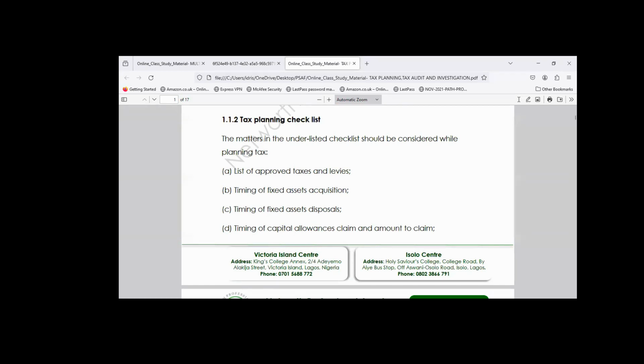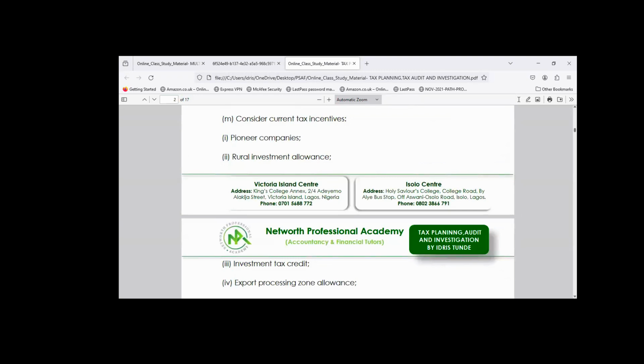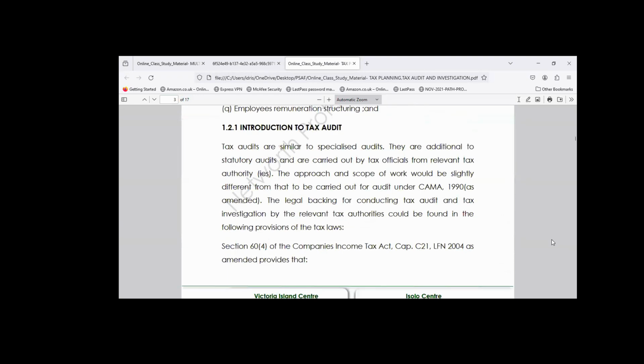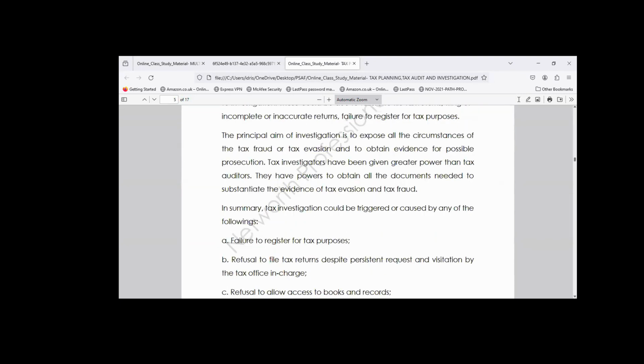It's not that you now write it direct. They will not ask a direct question on tax planning. They will give you a scenario question. It can be a page. They'll tell you this company is facing this problem. But at the end of the day, what they center on is tax planning. So you need to know at least 10 points here on how we plan. Please, let's take note of that. Tax investigation too, let's take note of it. I'm not saying you should not read tax audit, but it has come out like that.